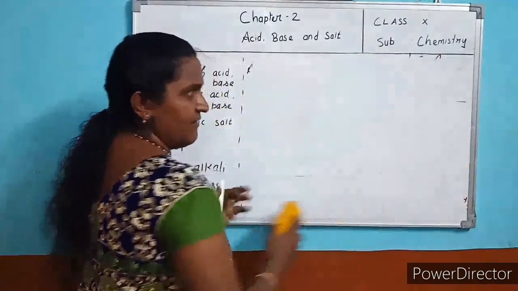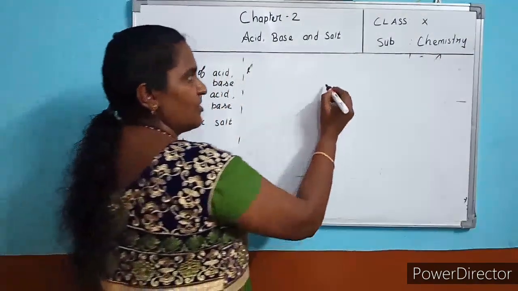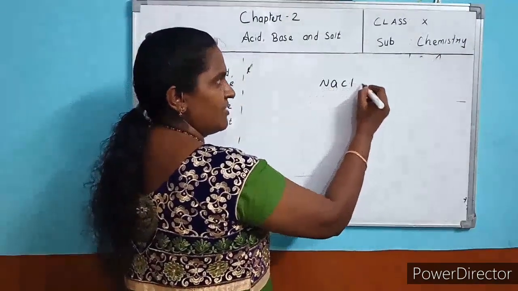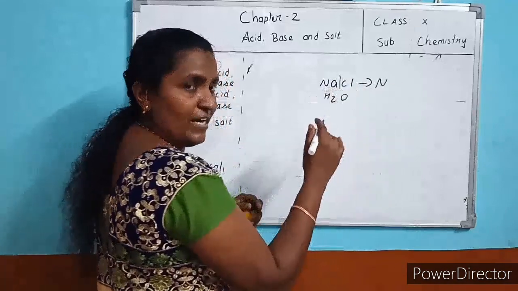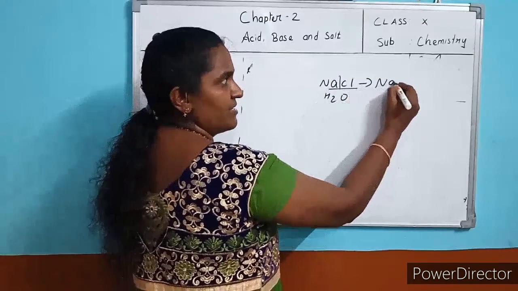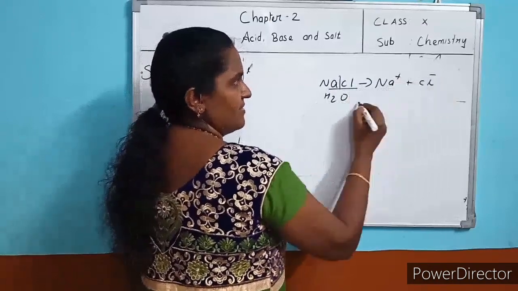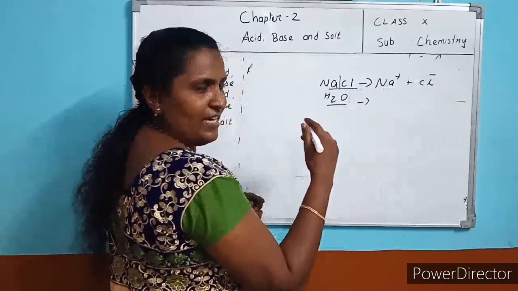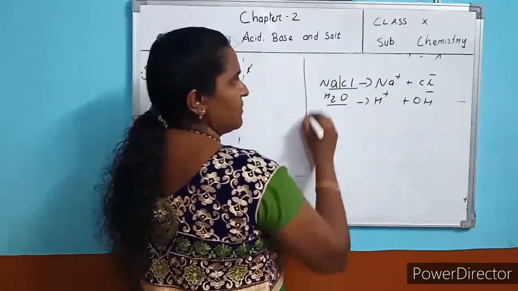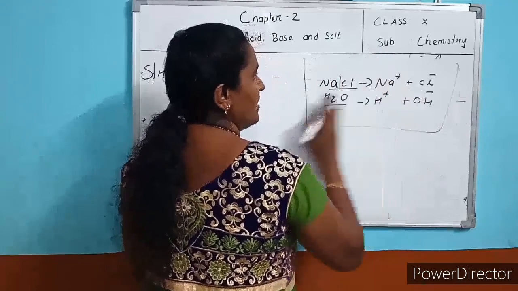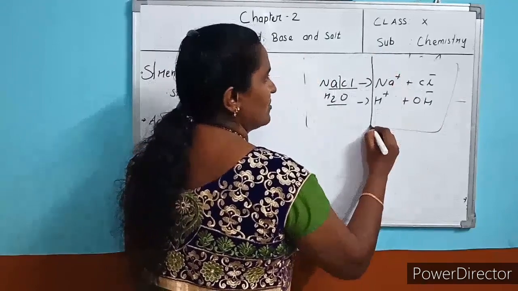Okay, children, once again I will explain. To the solution, you are taking NaCl with water. As soon as you add water, it will dissociate and break to form ions. And water is a weak electrolyte, so some ions are present. These are the ions present in the solution.